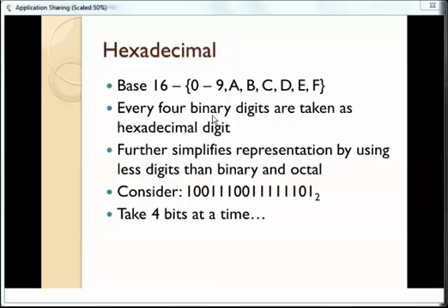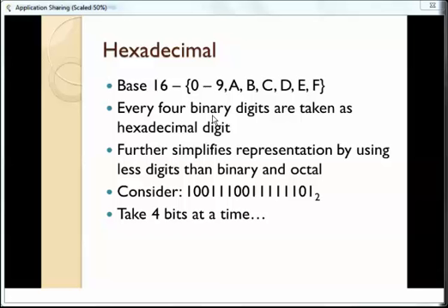And then we have A, B, C, D, E, and F, where A is going to represent 11, B will represent 12, C 13, D 14, E 15, and F 16.